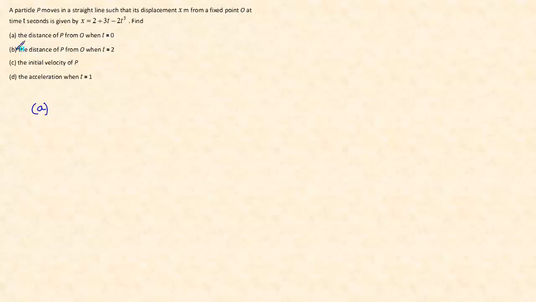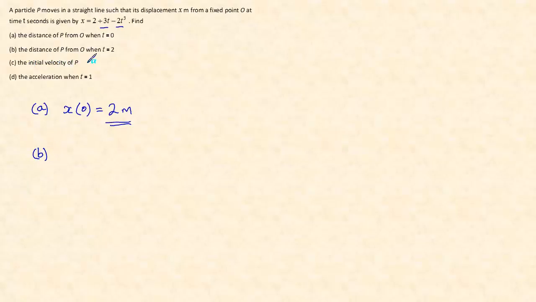The first one is the distance of P from O when t is 0. Substituting t = 0 into our expression for x, we can see that this term and this term will both be 0, so that's going to be 2 meters.